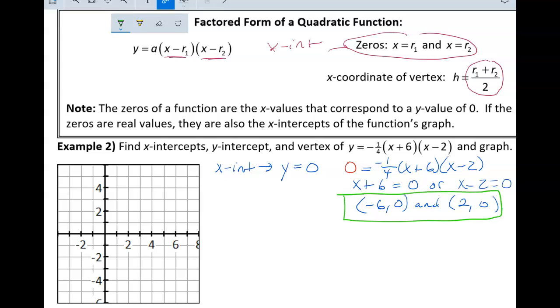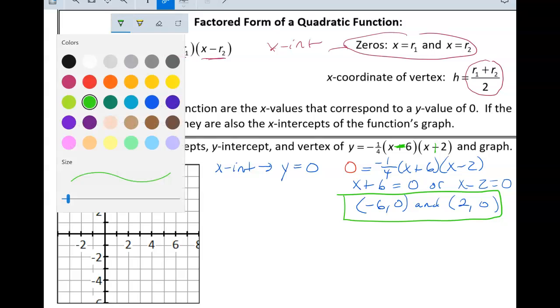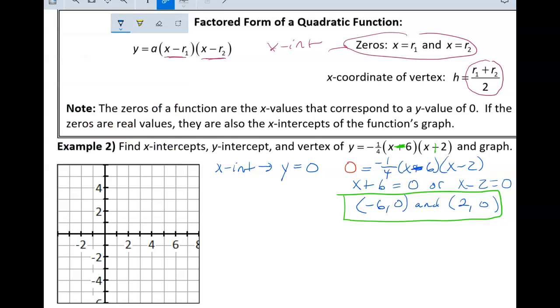So let's go ahead and graph them. And I forgot, we were going to change this one. The original had a typo in it, so let's change that to x minus 6 and x plus 2. If we change that, it's just going to change the signs of those x-intercepts, and that fits on the grid that we've got. So 6, 0 and negative 2, 0 are the x-intercepts.